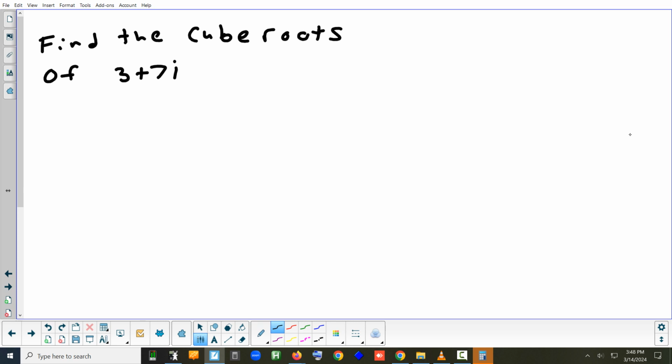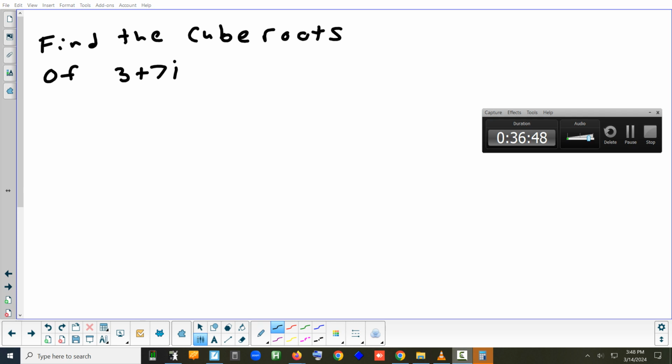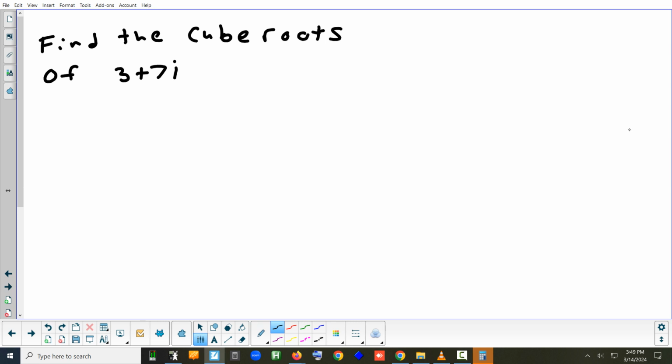All right, so last one we'll look at is finding the cube roots of a complex number. So we'll do the cube roots of 3 plus 7i. So remember, that means you're basically trying to solve for what number can you raise to the third power and get 3 plus 7i. So what's the first thing we have to do on both sides of that equation? Would it be taking the cube root? Well, we are finding the cube root, but we have to do something on each side of the equation first.